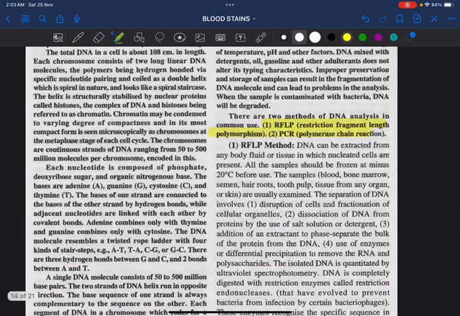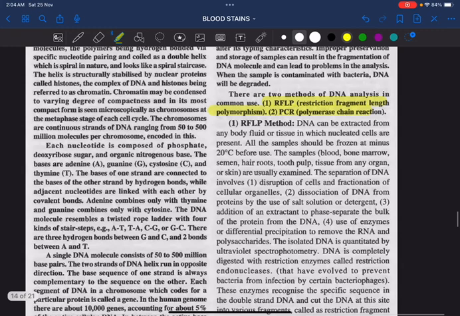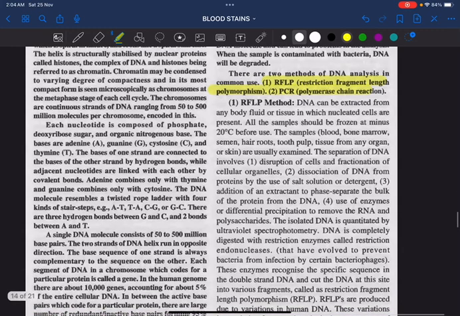The DNA will be extracted from the body fluid or tissue, and all the samples will be frozen at minus 20 degrees Celsius. Then the DNA separation, which includes the disruption of the cells, the DNA will be isolated. Finally, we will use a certain protein to remove the RNA and polysaccharide, and the isolated DNA is quantitated by ultraviolet spectrophotometry. The DNA will then be completely digested with the help of a group of enzymes called restriction endonucleases.